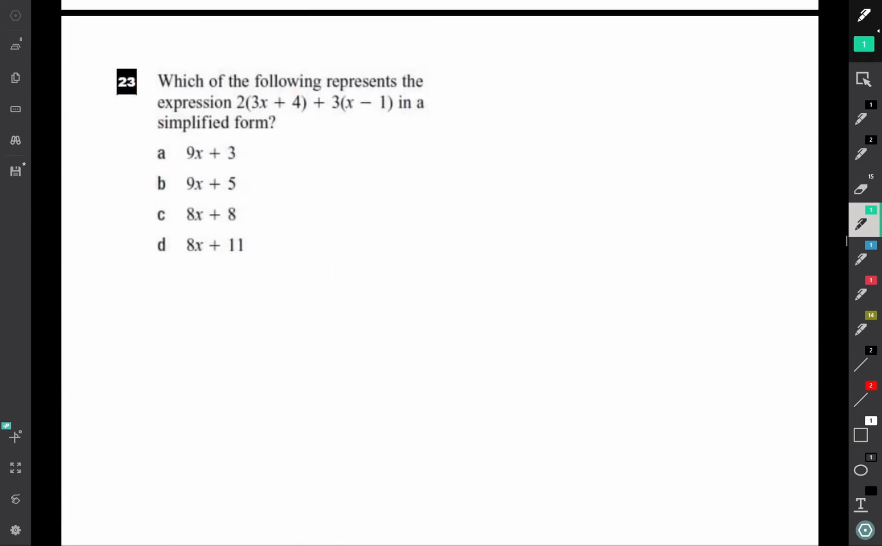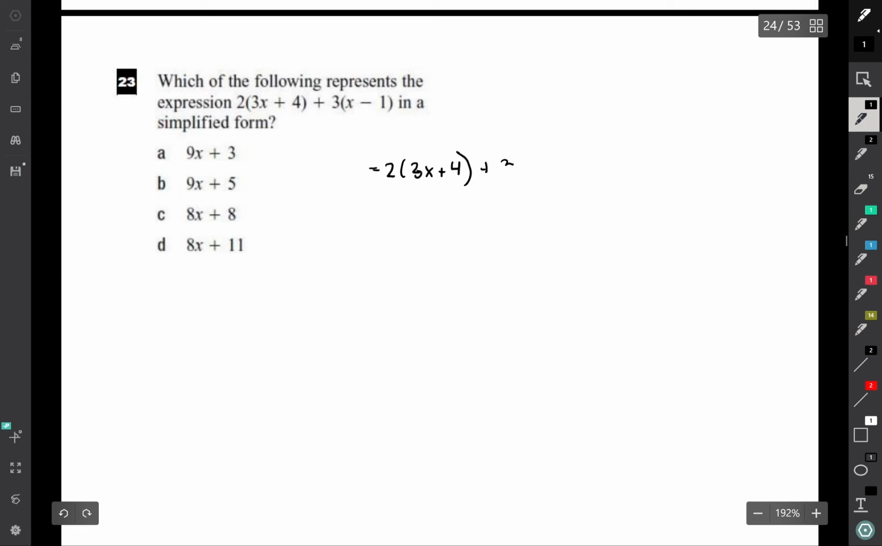Okay, 23. So again, we're simplifying the expression. So I have 2 times 3x plus 4 plus 3x minus 1. So I draw my arrows.